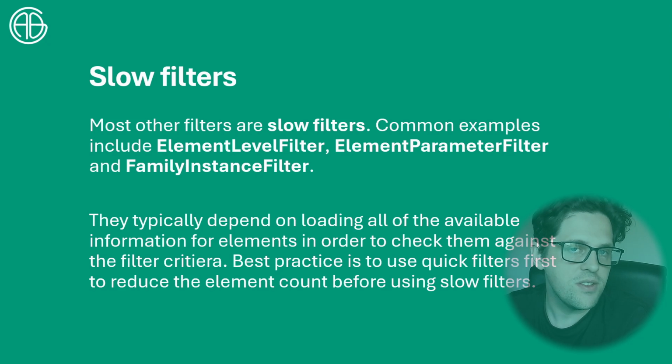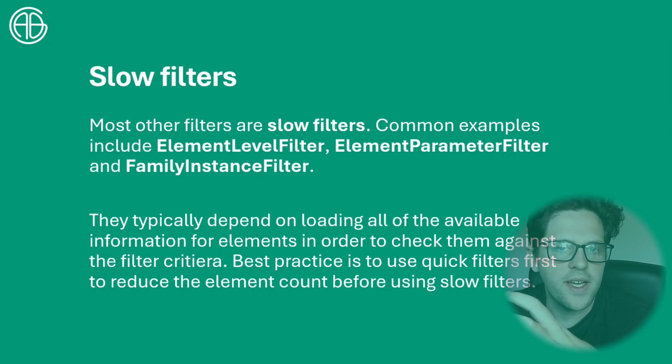For example, the family instance filter will get all family instances of a given family type, and the element level filter will try to return all elements belonging to a given level. They're very powerful, but they will be slower. So it is good practice to try to limit down what you're collecting before you use these filters if possible.